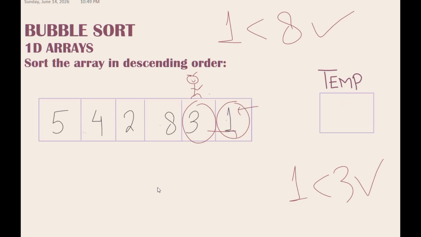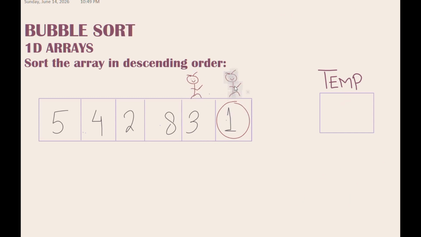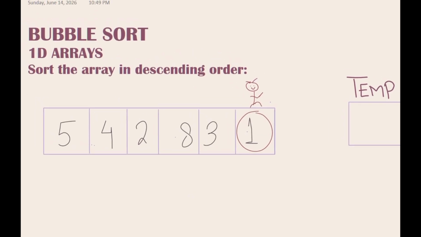So let's check. Is 1 less than 3? The condition is true, so we need to perform some swapping. So I'm going to move 1 to the temporary variable and I'm going to move 3 into the first position and take back 1 into the second position. Now you can see that we reached the end of our array, but I need you to realize something, that the smallest value among all these numbers, which was 1, bubbled up to the very last position.